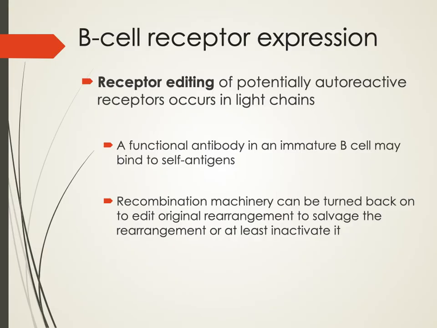There's also receptor editing that can happen. So if we have a potential autoreactive receptor that occurs in the light chain, again, we can edit that. So again, we don't have to go back to square one. We can build upon that heavy chain that has already undergone recombination.